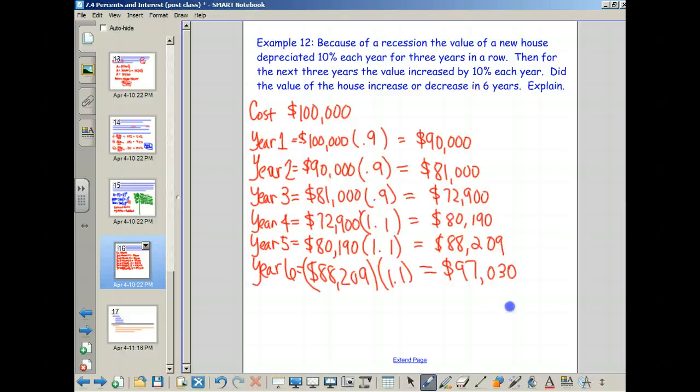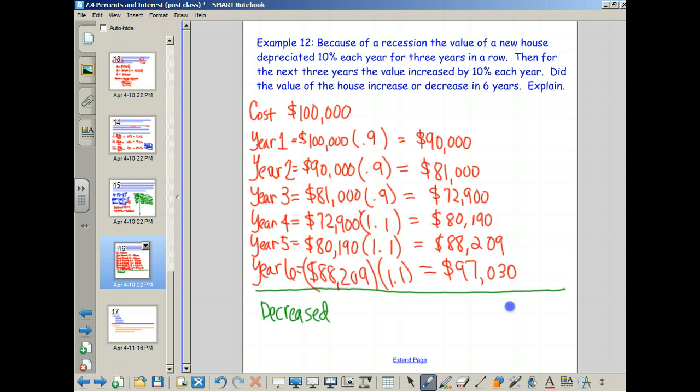And then the question we have to ask ourselves is where we are now. Because that's what they actually asked. Did the value of the house increase or decrease in 6 years? It decreased, didn't it? As a matter of fact, remember, we actually were the ones that created this $100,000 house. I would like to know how much it decreased.